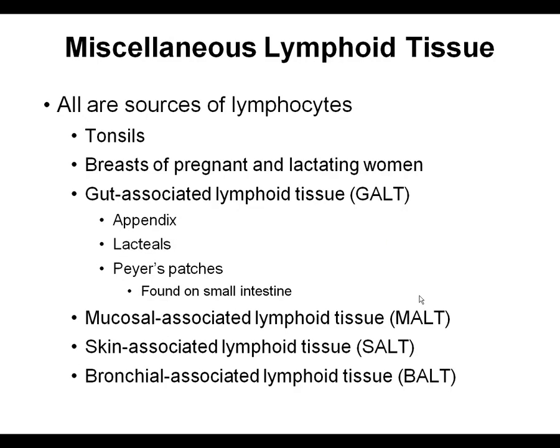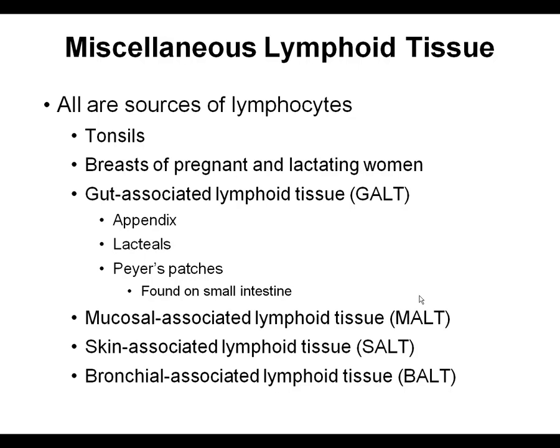You do have some other miscellaneous lymphoid tissue. These are also sources of the production of lymphocytes. Remember that any lymphatic tissue has the ability to produce lymphocytes. These are going to be your tonsils, breasts in pregnant and lactating women. You have these associated lymphoid tissues of the gut, the mucosa, the skin, and the bronchioles.